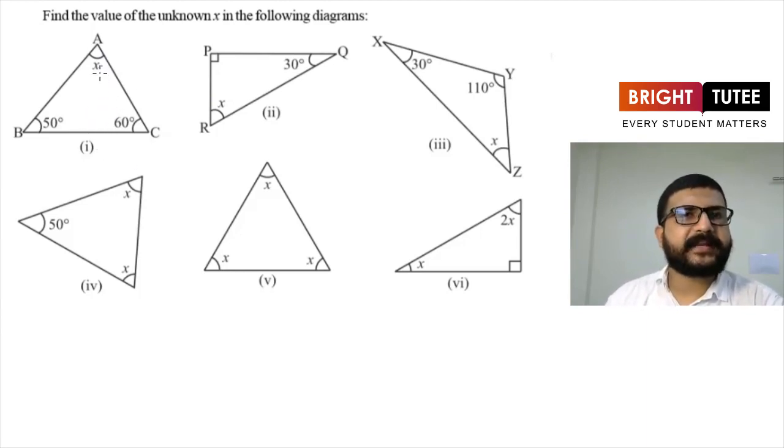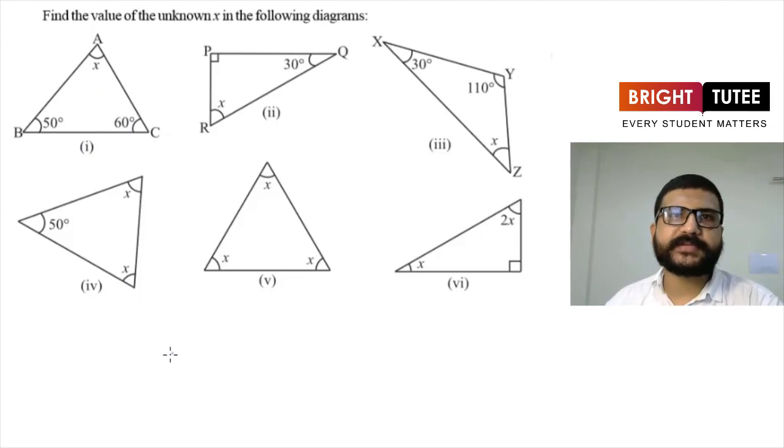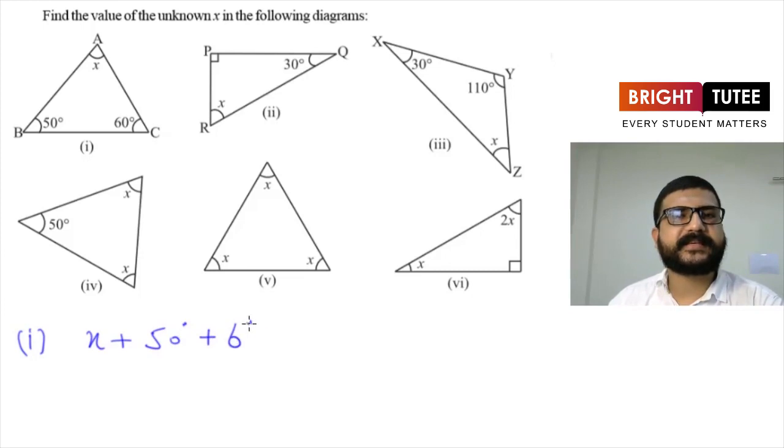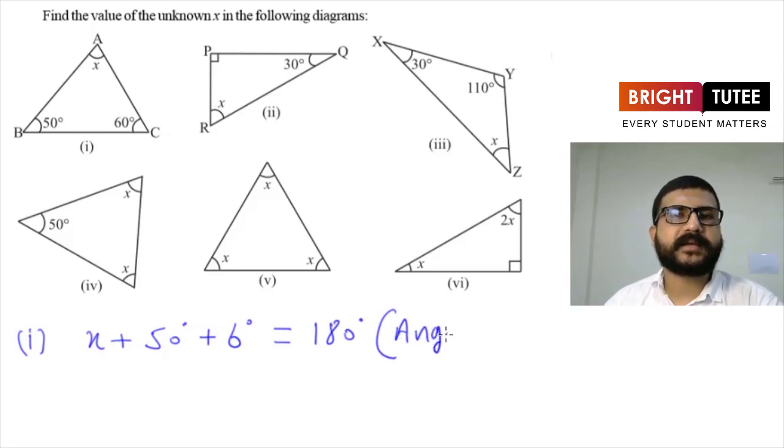Here angle A is marked as x and two of the angles are 50 and 60 degrees. So we have to find x here. How we can do that? Can we use angle sum property? Yes, we can use angle sum property. So let's use it. So what we will get? We will get x plus 50 plus 60 is equal to 180 degrees. And how we got this? We got this by using angle sum property.